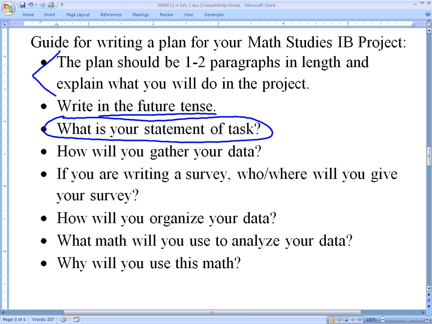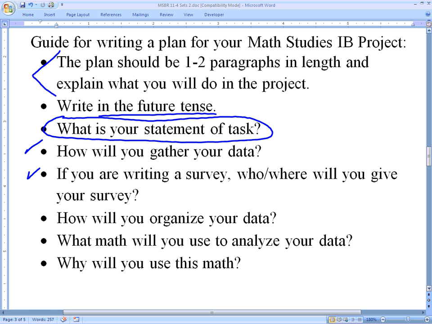Well, you'll need to gather data. So you need to talk about how you will gather the data. Most of you will be writing a survey. And so you'll say, I'm writing a survey on my variables. And then you want to talk about how you are going to distribute the survey and who you're going to distribute the survey to. If you're just giving it to high school students here at Reagan, say that.